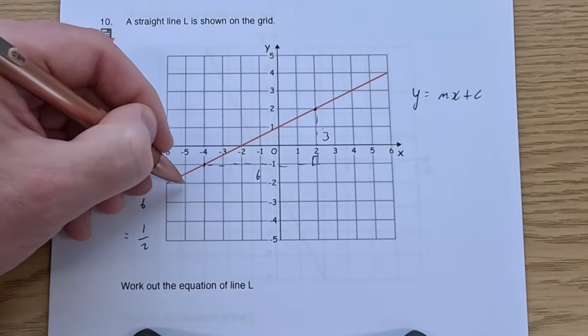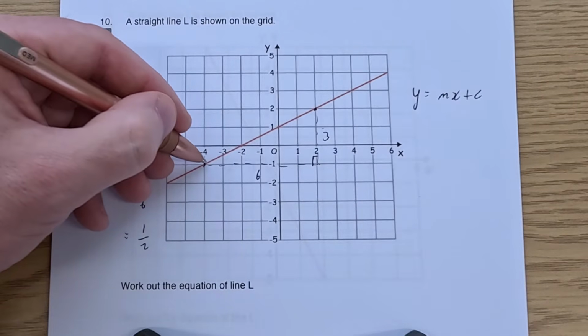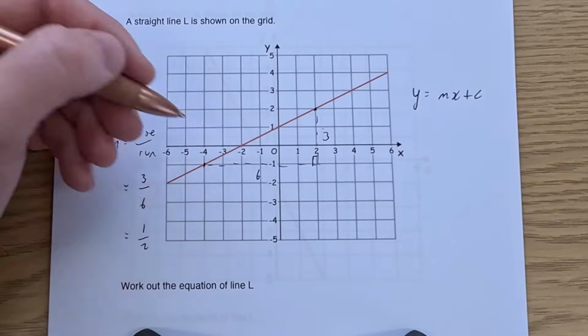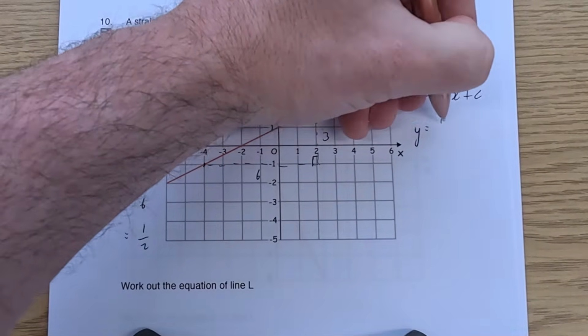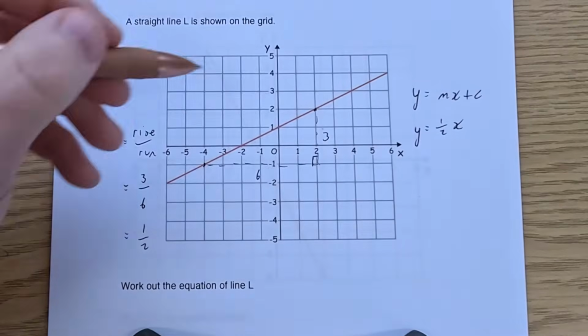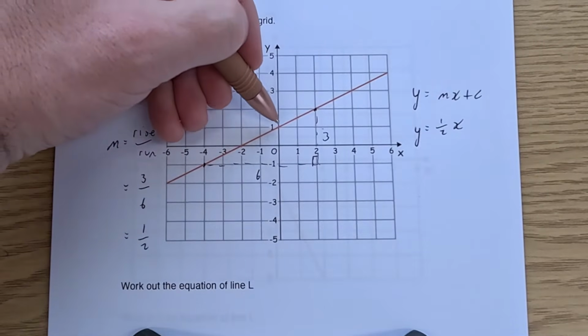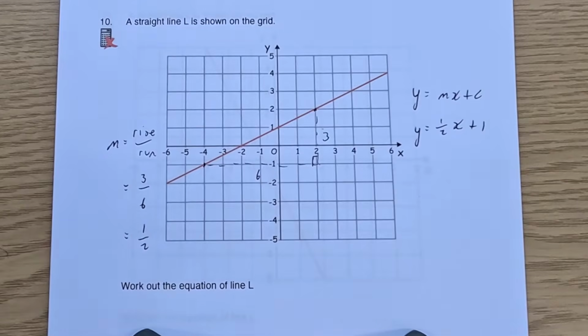If we go across 1 unit, we go up a half, and so on. So the gradient of that line is a half. So it's going to be y equals a half x, and then it crosses the y-axis at 1, so the y-intercept is 1, so it's going to be plus 1. So that means the equation of that line is y equals a half x plus 1. You could write it down if you wanted to, y equals 0.5x plus 1. Either one's totally fine. Okay, so let's write that down.